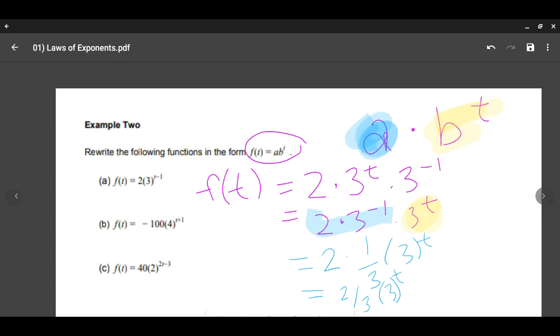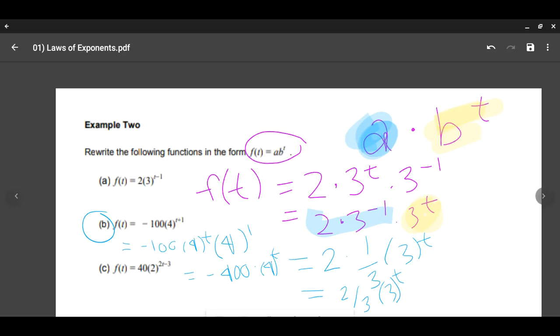You're going to use the same idea, and you're going to try to rewrite example b for me. So I need to pause the video, try to rewrite example b. Okay, at this point, you've tried to rewrite example b. So we're going to use the same strategy where the t is going to go to the 4 and positive 1 goes to the 4. This one's a little bit easier because now you just do 4 to the first times negative 100. So it's negative 400 times 4 to the t.